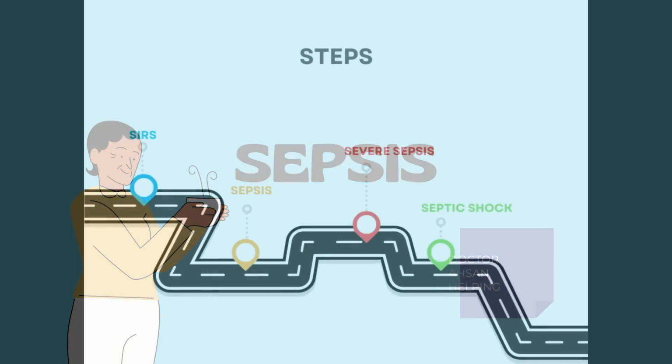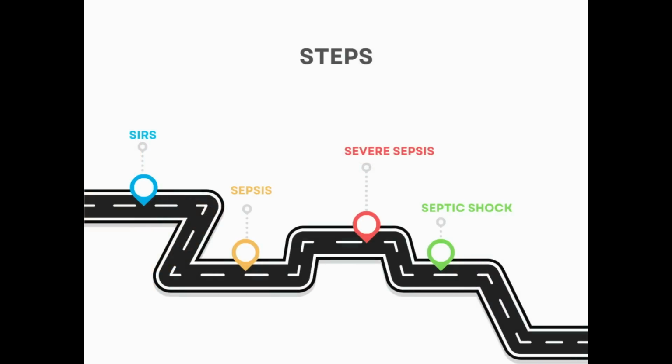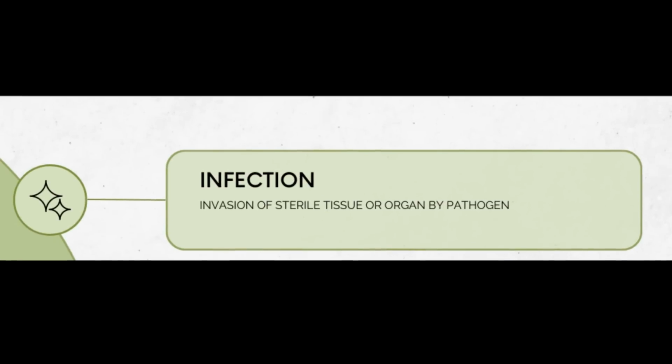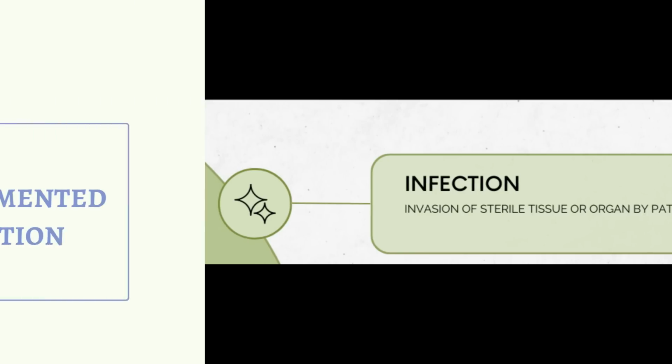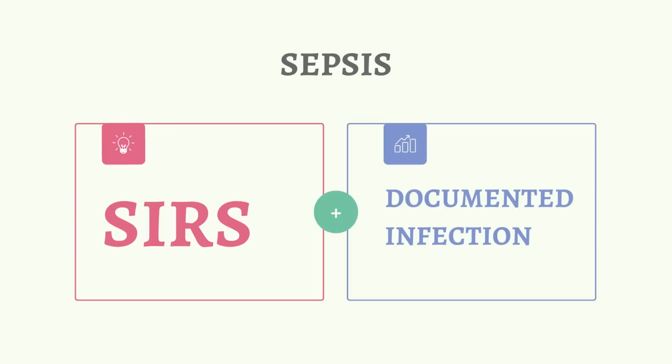We had already discussed in our initial video about SIRS, which was the initial step in the development of sepsis. So what is sepsis? Sepsis is SIRS with documented infection. And how can you define infection? Infection is when there is invasion of a sterile organ or tissue by a pathogen. If there is invasion of a sterile organ or tissue by a pathogen, this is termed as infection, and when there is documented infection in the presence of SIRS, we call it sepsis.